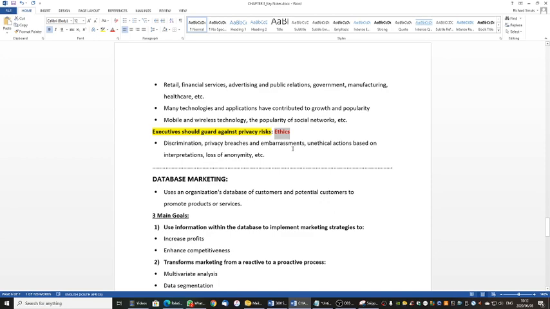You do not want to embarrass your company. You do not want to take any unethical actions based on interpretation, and people need to keep their anonymous privacy. In South Africa, we have a privacy act called POPIA. POPIA explains exactly what you can and you cannot do with people's information in South Africa.